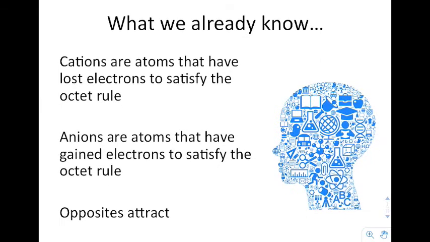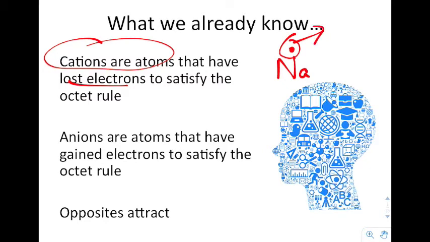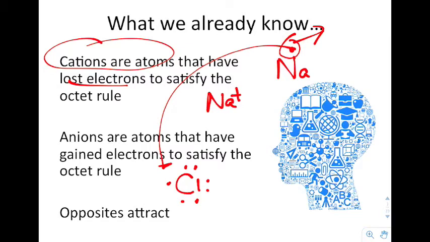Now, what we already know. We already know that cations are atoms that have lost electrons to satisfy the octet rule. So something like sodium. It originally has one valence electron. It loses that valence electron. Whenever it loses that valence electron, it becomes Na+. Anions are atoms that have gained electrons to satisfy the octet rule. So normally chlorine has 7 valence electrons, and it gains that one electron from sodium, and as a result becomes chlorine minus. We also know that opposites attract.